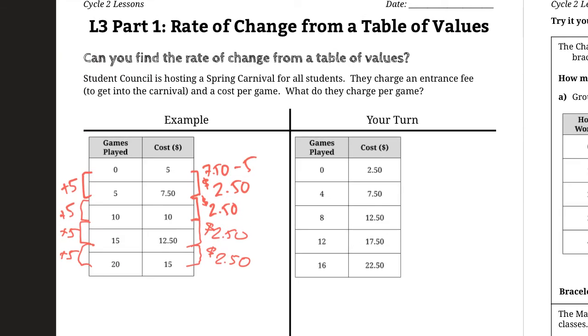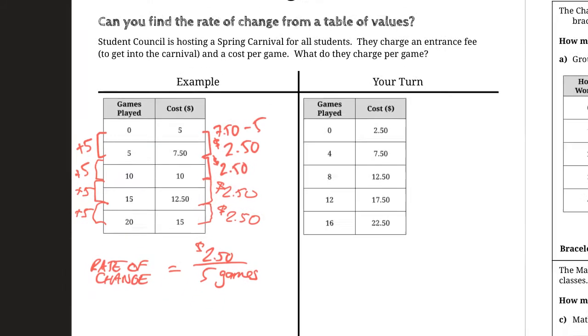So we call this the rate of change of the graph. Basically, that means how fast the graph is changing. So we can say the rate of change equals, in this case, it's $2.50 because that's how much it costs for 5 games. Because each additional 5 games cost $2.50.